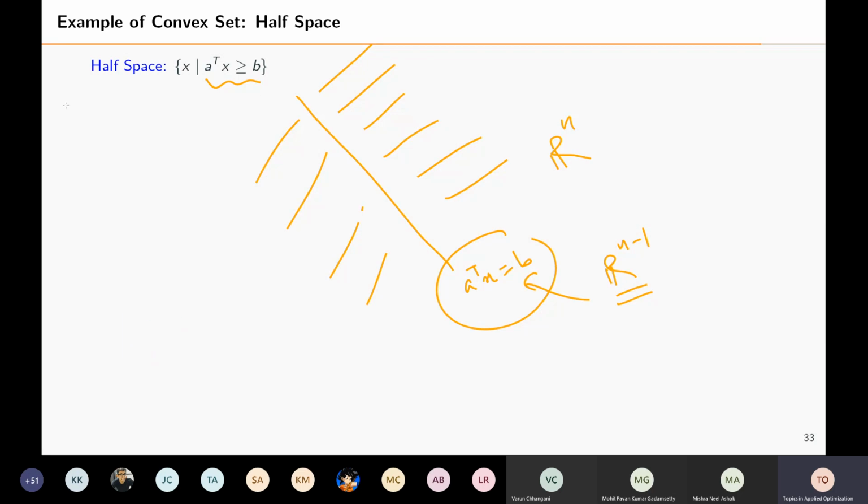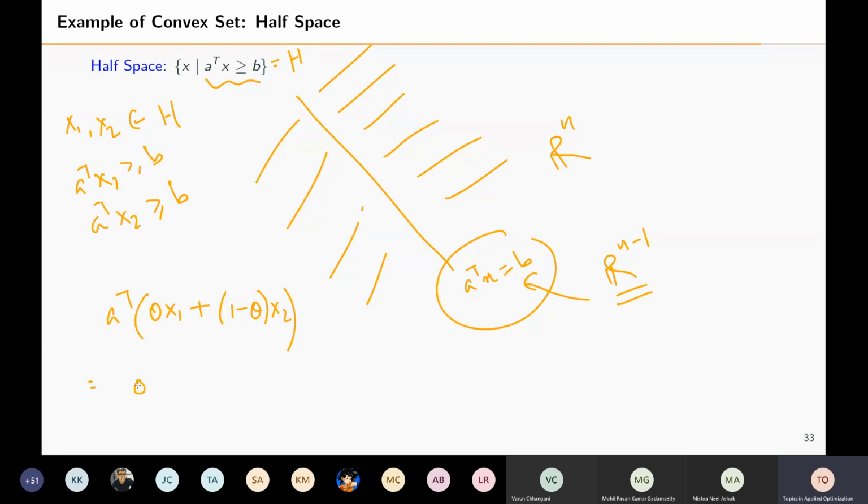Okay, so let x1, x2 be in this half space. Let us say I call it H again. Then this means that A transpose x1 is greater than or equal to B, and A transpose x2 is greater than or equal to B. Now I am looking for points like this: theta x1 plus 1 minus theta x2, and then I have to do A transpose of this.